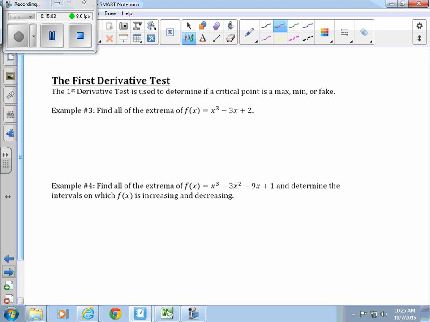So the first derivative test is used to determine if the critical point is max, min, or neither. I don't really like the word fake. The textbook I was using uses the word fake, but it's either a maximum, minimum, or neither. Find all of the relative extrema on x cubed minus 3x plus 2. Well, I'm going to find the first derivative. What is the first derivative?